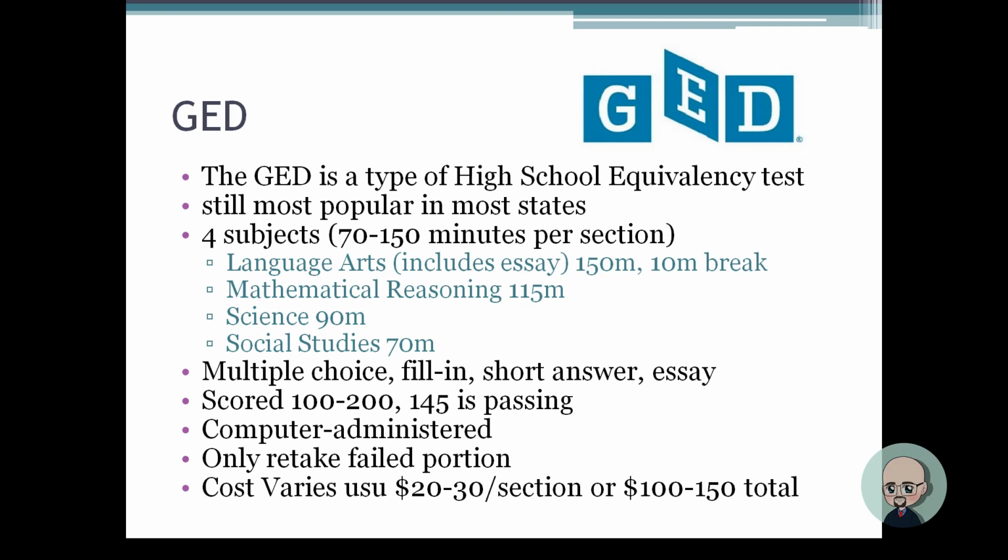It's scored from 100 to 200. So that's like a 100 is a 0 and a 200 is a 100. But it doesn't really break down like that. A 145 is passing. It's computer administered. You can only take it on the computer. And one of the things about this, and most of the other tests, is you only have to retake the failed portion. The cost of the exam varies widely, but it's usually somewhere in between $20 to $30 a section, or $100 to $150 in total.